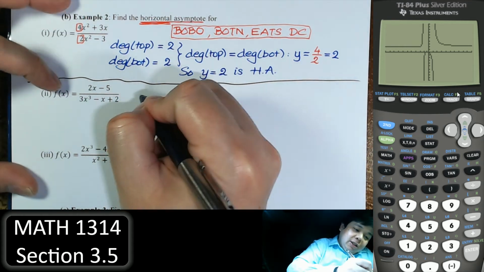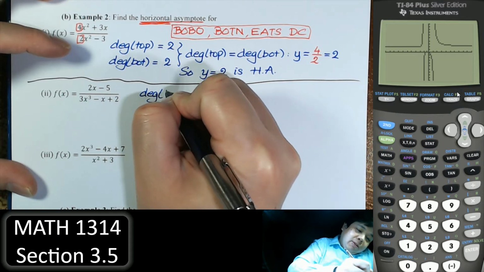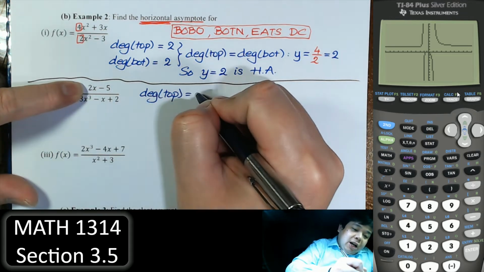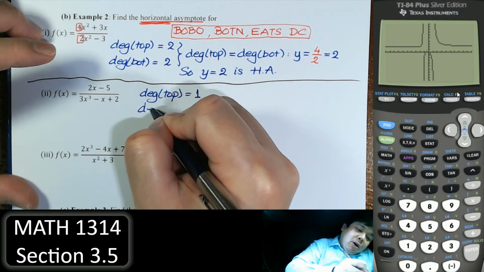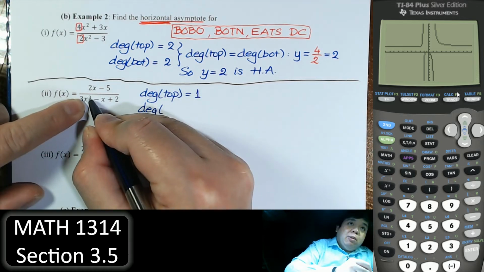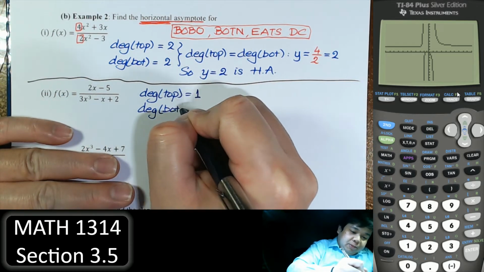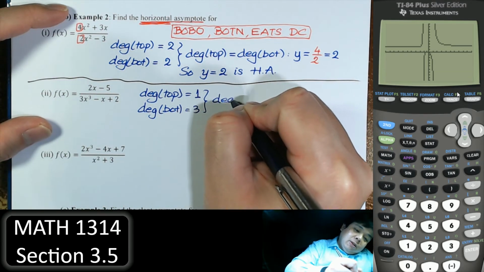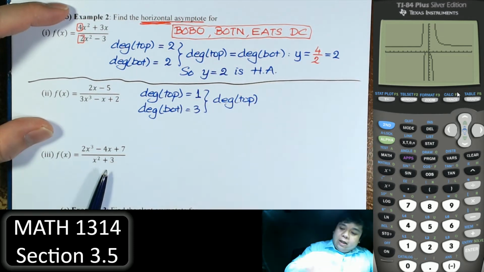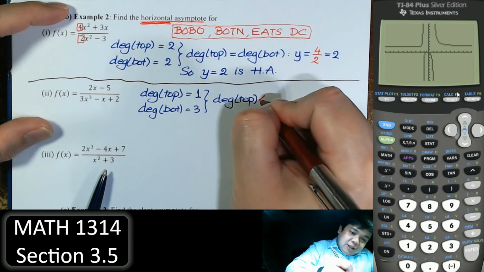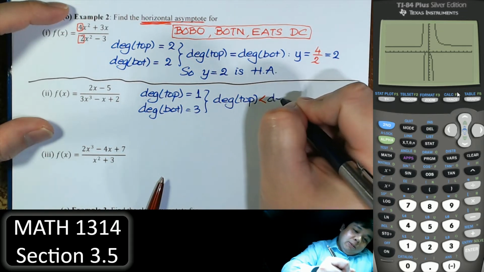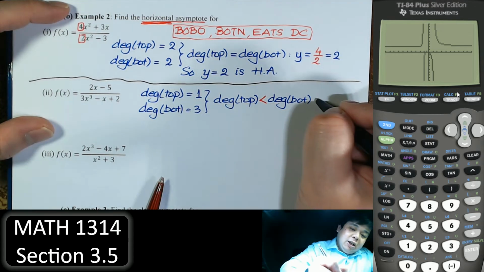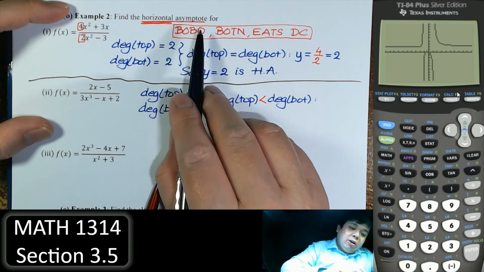Next example, we have the degree on the top, the power of x on the top. The highest power of x on the top is 1, and the degree at the bottom is 3. The power of x is 3. So in this case, the degree on top is less than the degree at the bottom. Or say the degree at the bottom is bigger than the degree on top. So bigger on the bottom, y equal to 0.